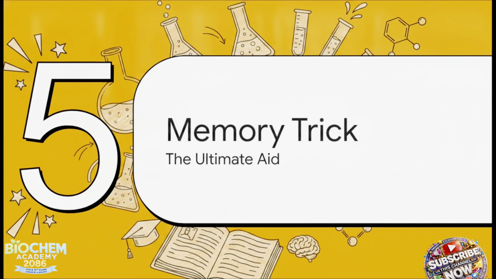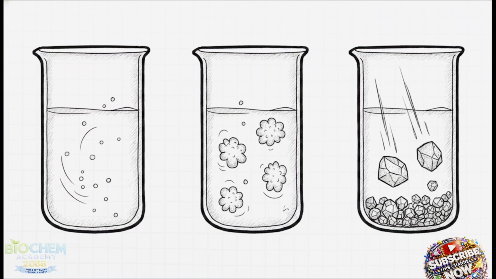Which brings us to part 5, the ultimate memory trick. So the crucial point is making sure this sticks with you for good. Here is your foolproof, bulletproof memory aid. It is just 3 simple words. Dissolve, disperse, settle. Say it with me in your head. Dissolve, disperse, settle. The true solution totally dissolves. The colloid manages to perfectly disperse. And the suspension? Well, it's just too large and heavy, so it simply has to settle. Dissolve, disperse, settle. If you can remember those 3 words in that exact order, you've completely mastered the entire concept.